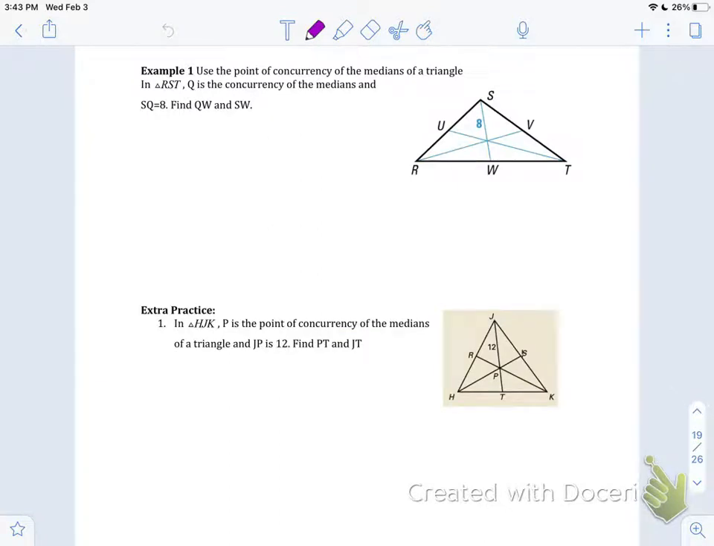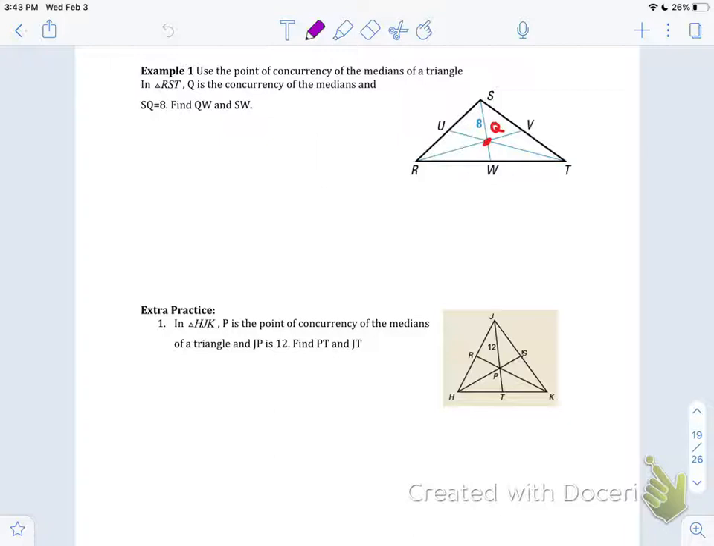Okay, example 1. It says use the point of concurrency of the medians. Okay, that point is the centroid. It is right here where I'm putting the little red. That's your centroid. So in triangle RST, they want you to label this little dot that I just made, which is the point of concurrency, as Q. Okay, so they say if SQ is 8, find QW and SW.